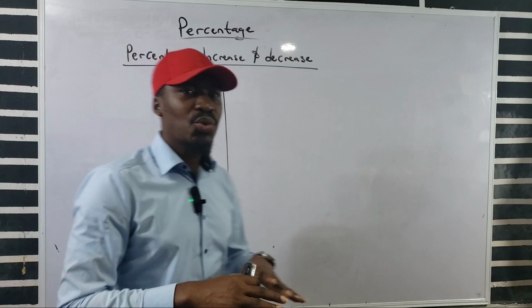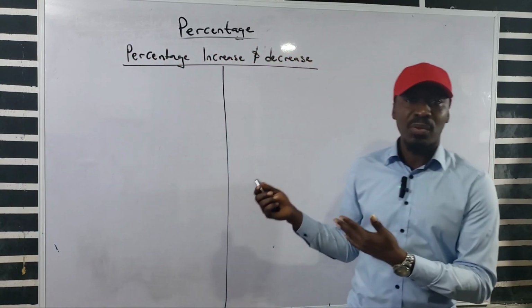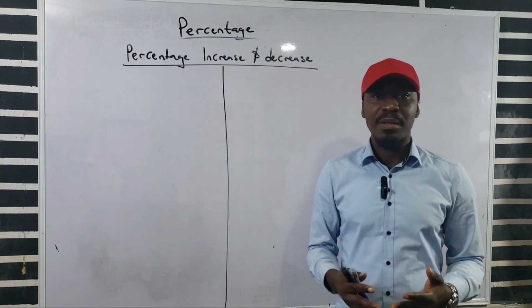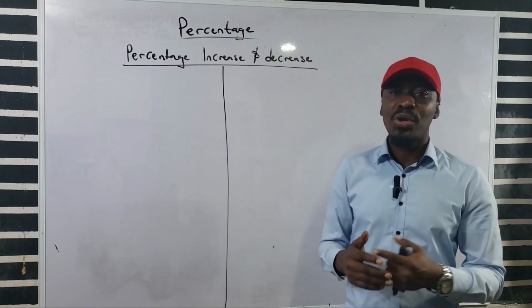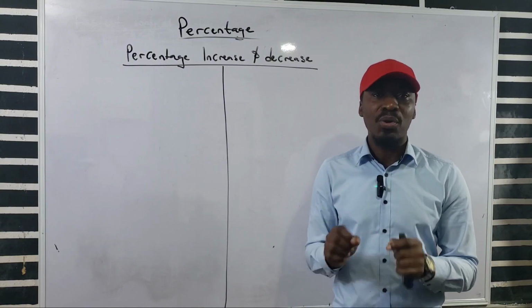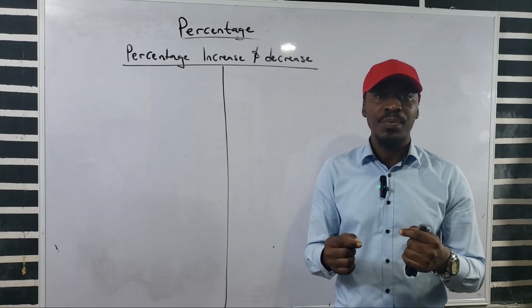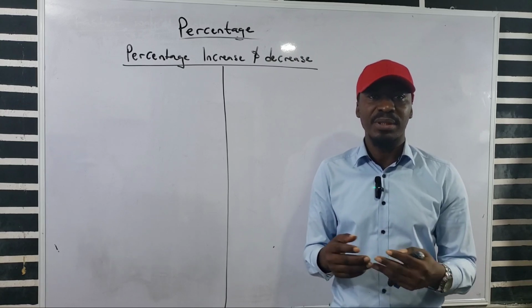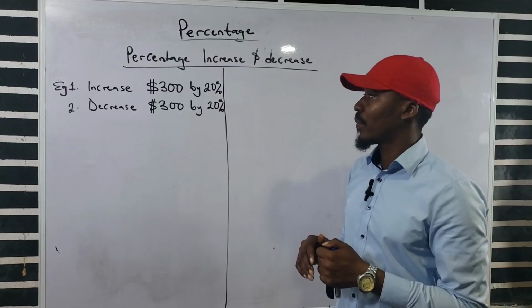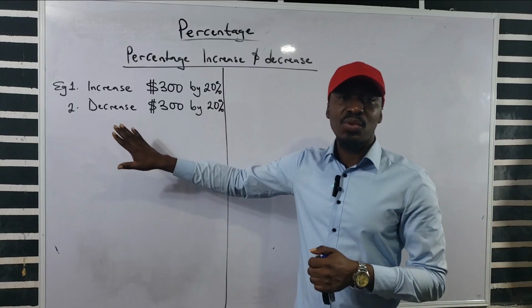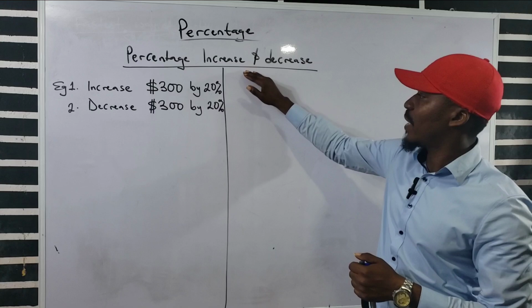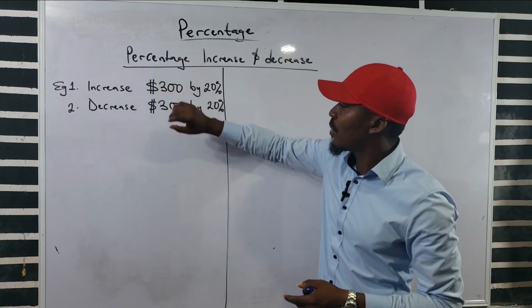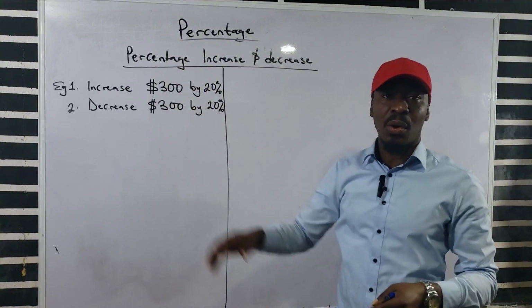Okay, there are two ways of solving a problem on this subtopic under percentage. There is a shorter way and there is a longer way. We're going to do both. I'm going to use one example to show how these two different methods can be understood. So we are going to use these two examples to explain the two ways by which we can solve percentage increase or decrease.